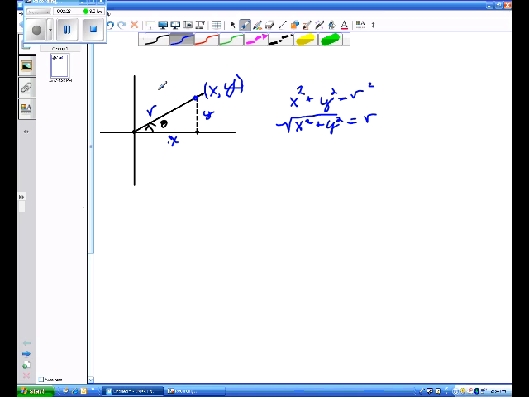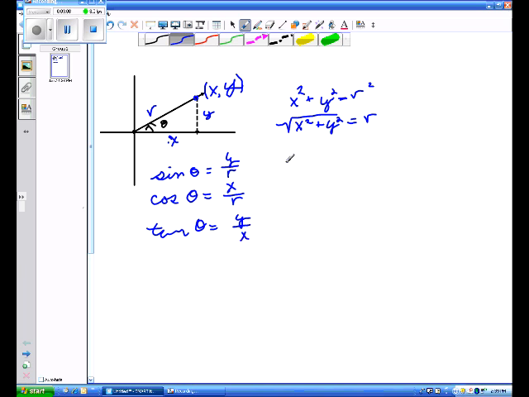Now, our definitions of our trig functions are based upon our x, y, and r. We define the sine of an angle, and sine is actually spelled S-I-N-E, but we abbreviate it S-I-N, to be y over r. The cosine of an angle, which we abbreviate COS, is defined to be x over r. The tangent of the angle is defined to be y over x.